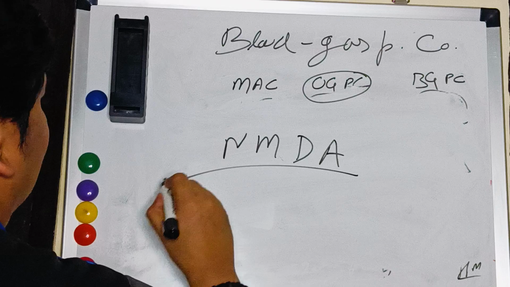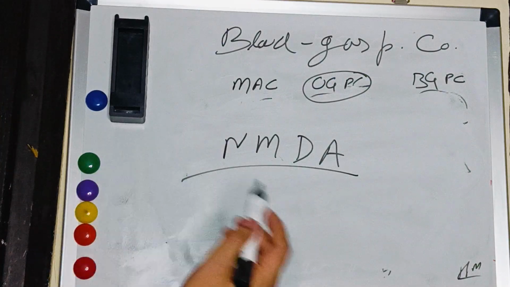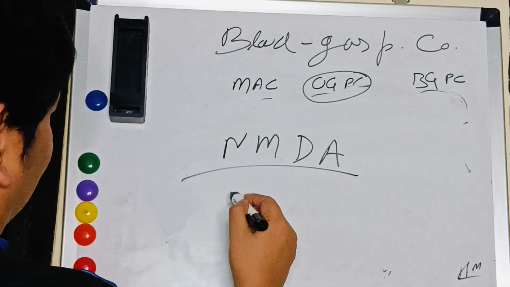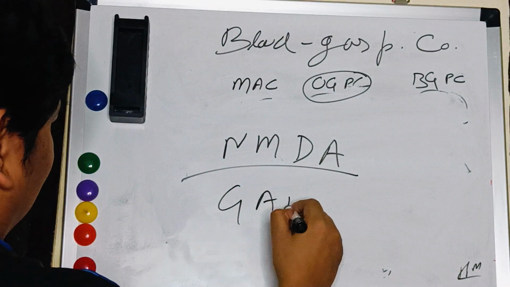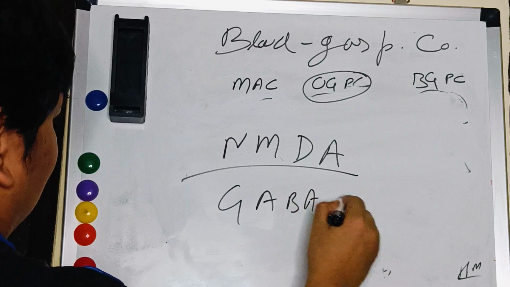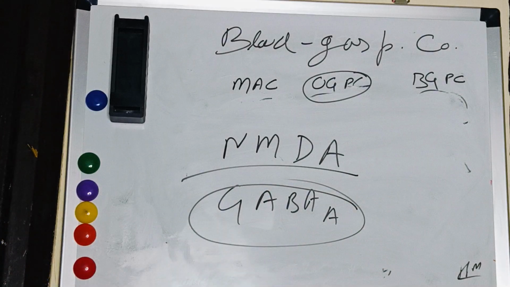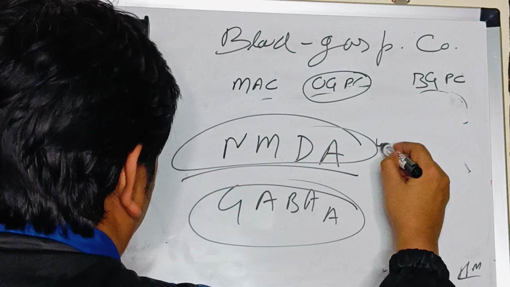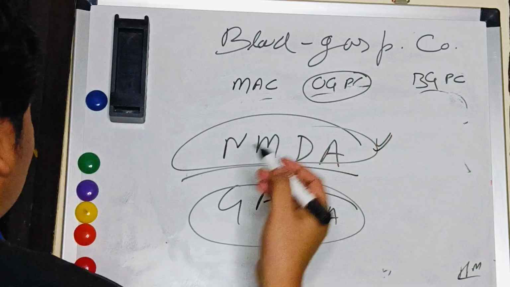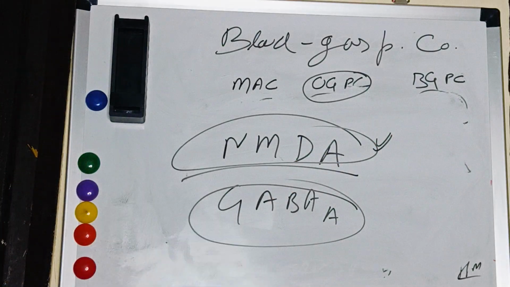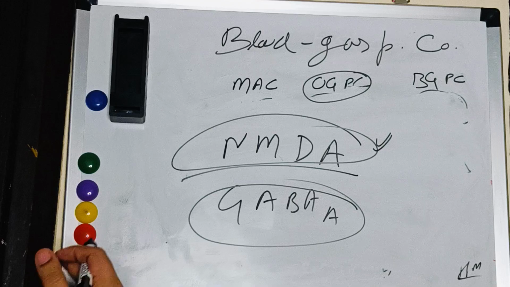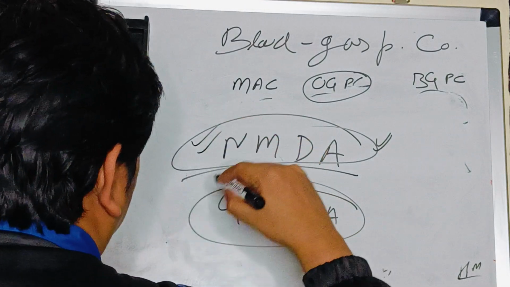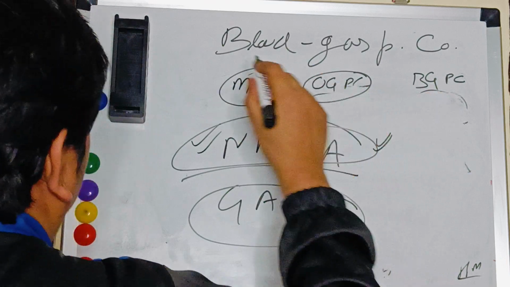All other volatile anesthetic drugs, except nitrous oxide, have a GABA-A receptor mechanism of action. Because xenon acts on NMDA, it acts very rapidly. Drugs which act on NMDA have very rapid action and rapid offset time. So because of this receptor, xenon is a very highly potent drug.